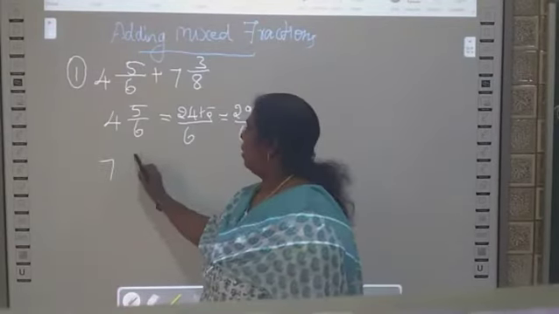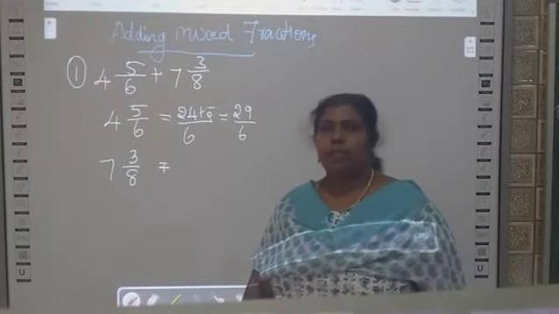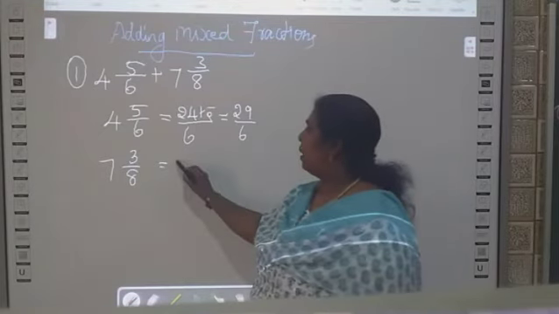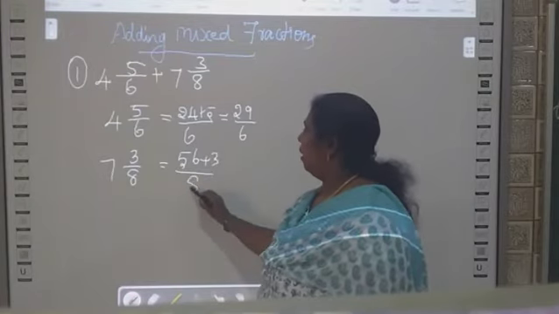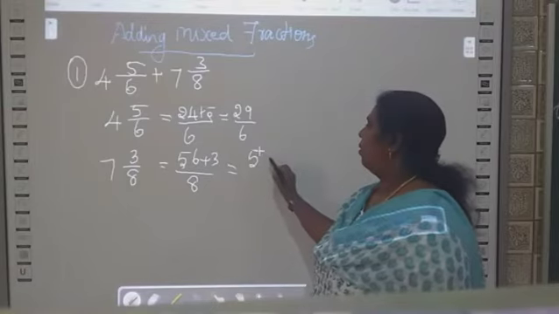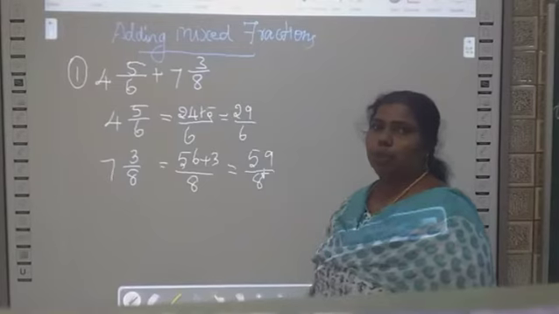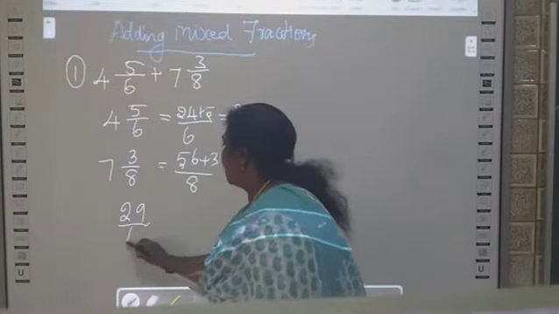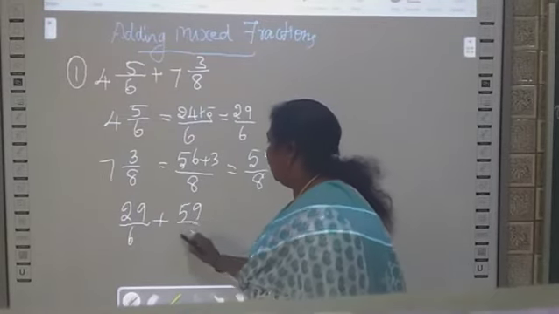Then 7 and 3 by 8. 8 times 7 is how much? 56, isn't it? 56 plus 3, divided by 8. 56 plus 3, how much will come? 59. 59 divided by 8. Now you can add these two fractions: 29 by 6 plus 59 divided by 8.